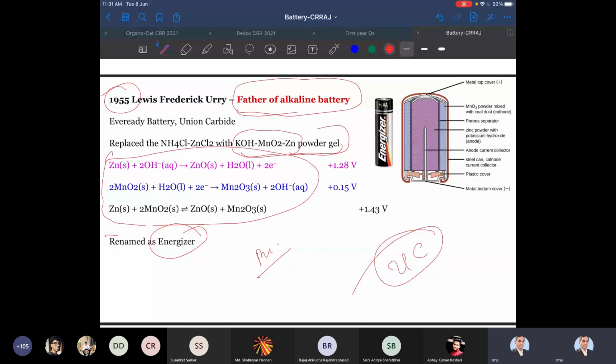So redox reaction is not simply a story. You should understand the redox chemistry there. Zinc oxide, MnO2, Mn2O3. The redox reaction. The corresponding potential is there.